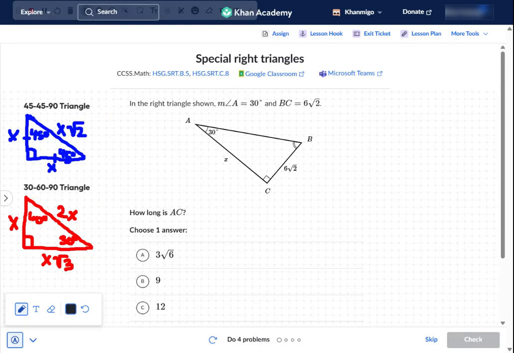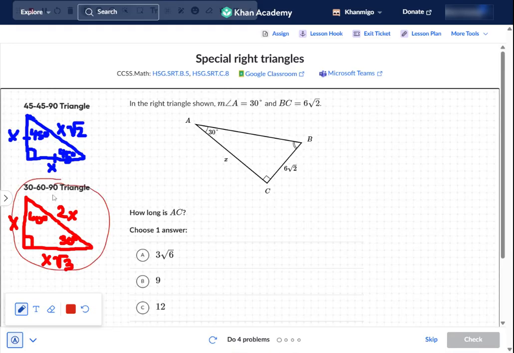So it might be helpful to start by identifying which triangle this is. We can see they did give us one angle measurement as 30 degrees. So this is going to be a 30, 60, 90 triangle. So this is the formula, the key that we'll be referencing while we're working this out. All right, so we always want to start with the side length directly across from 30, and that's given, and that's going to be our x.